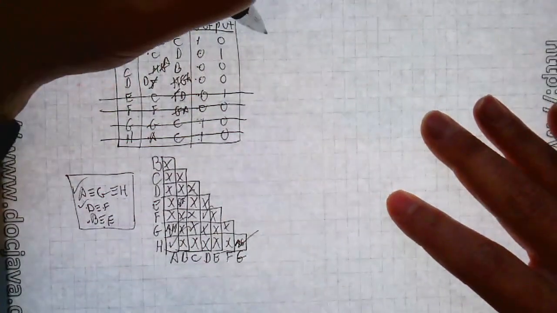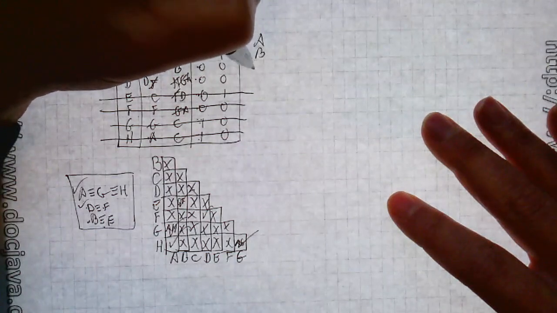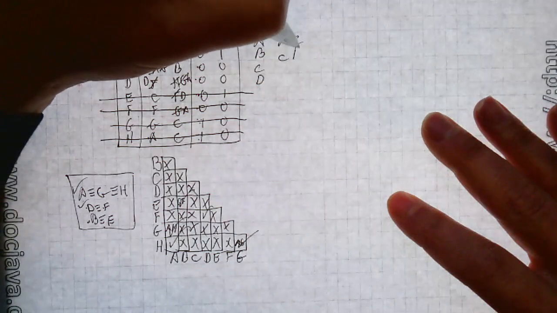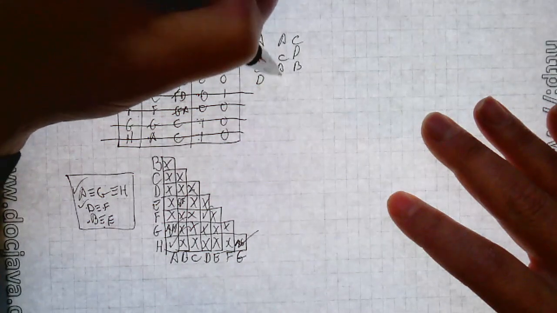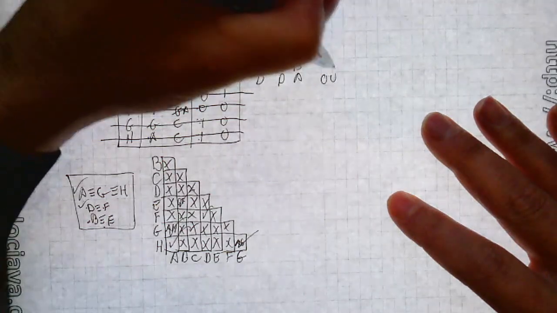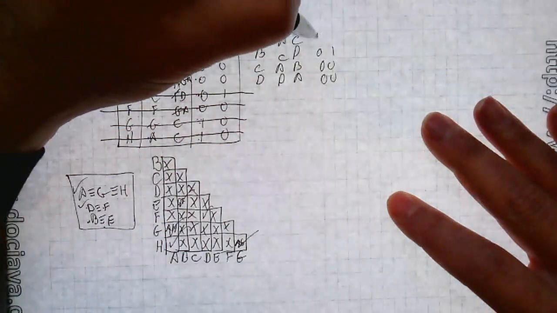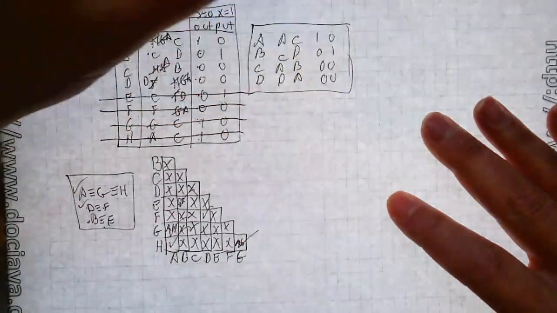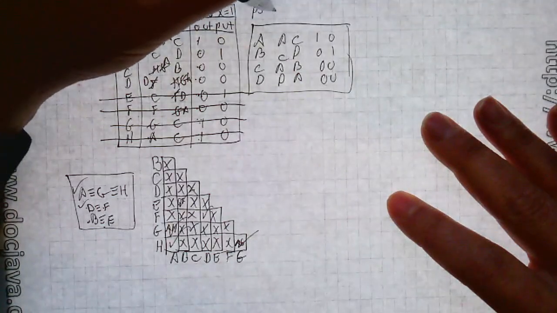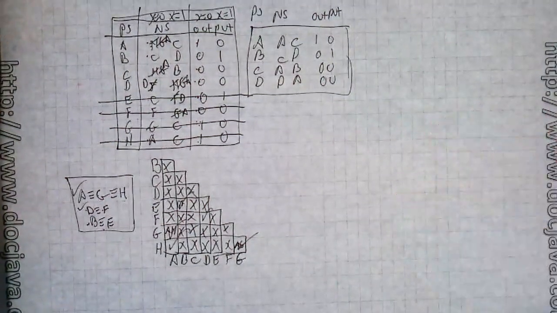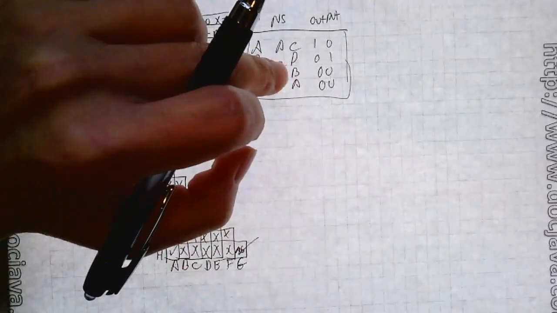So what are we left with now? A, B, C, D, A, C, C, D, A, B, D, A, 0, 0, 0, 0, 0, 1, 1, 0. And that is my reduced table for the present state, the next state, and the output. Now, let's see if that is correct. A, B, C, D. That is your answer, and that is correct.